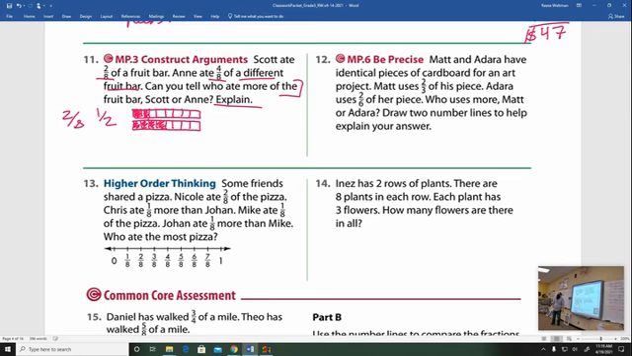And Anne ate 1/2. Who ate more of that fruit bar? Who ate more of that fruit bar? Bruce. Because my dad doesn't like fruit bar.